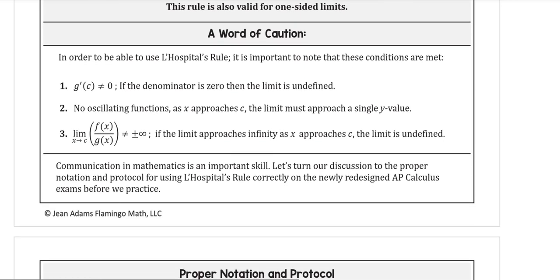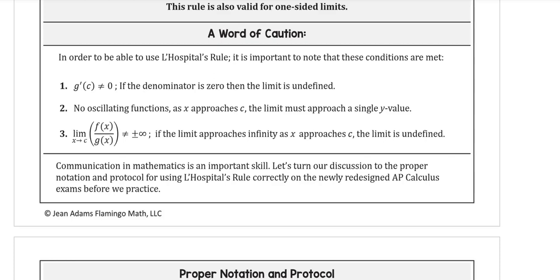In order to use L'Hopital's rule, you have to make sure these conditions are met. So this is one of those things for the test, and I'll get to that in more detail in a second here. It has conditions, so on the test you have to make sure that you state that the conditions have been met.